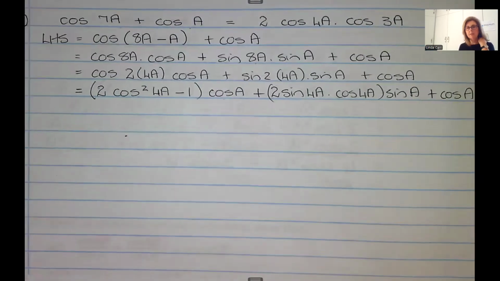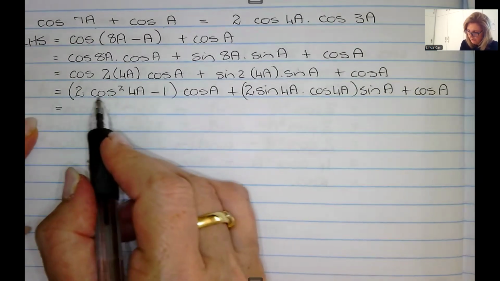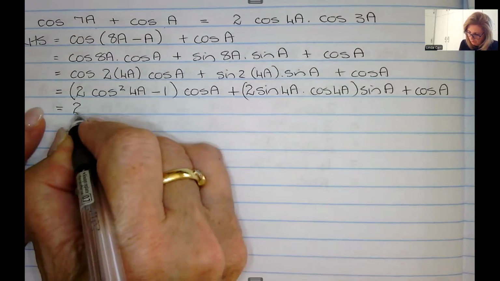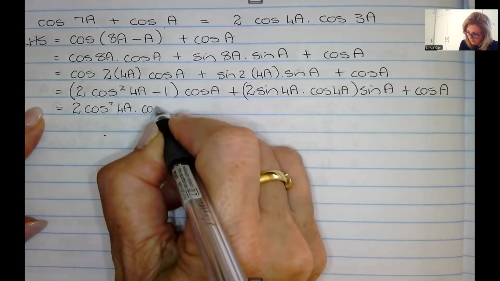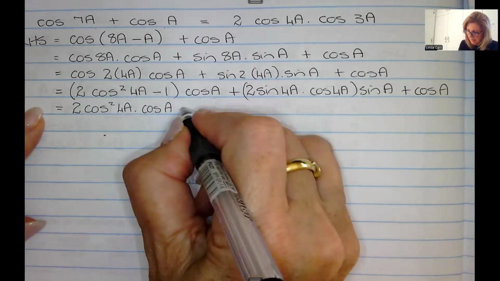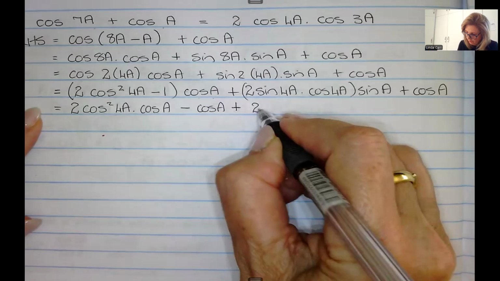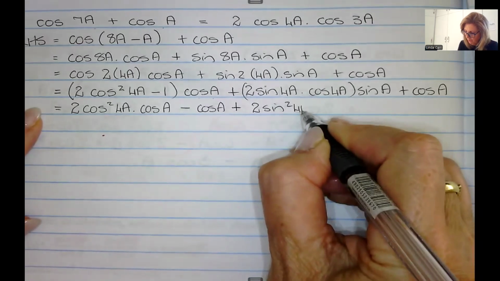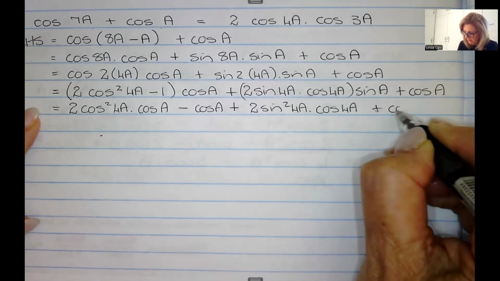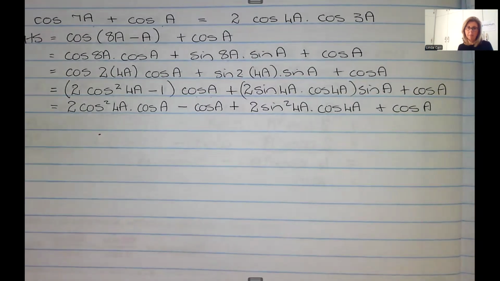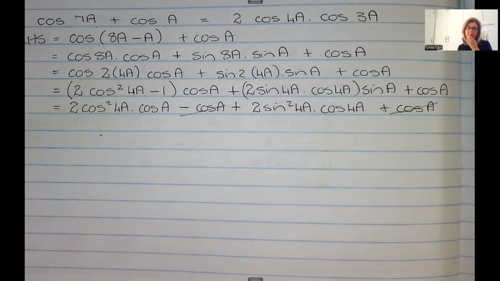By now you must think that this woman has completely lost her marbles, but let's look at the next step. So this is going to become 2 cos squared 4a cos a minus cos a. Hooray! Plus 2 sine squared 4a cos 4a plus cos a. And eventually, I've got rid of those.